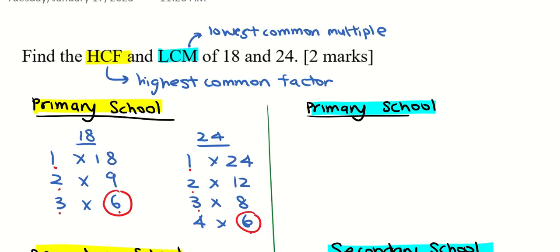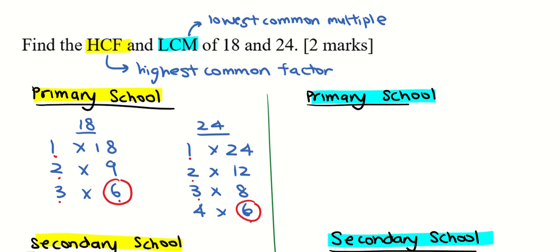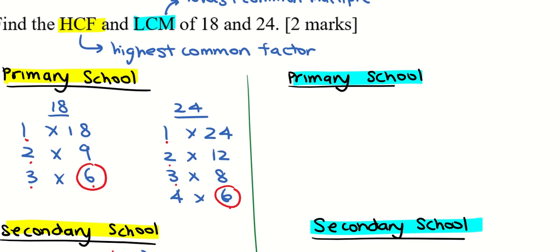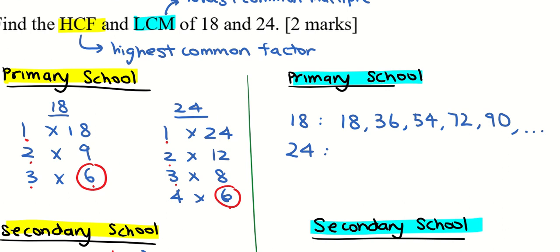Now we will focus on LCM, also known as lowest common multiple. Let's remember what we learned in primary school. In primary school, we will first list down all the multiples of 18 and all the multiples of 24. These are the multiples of 18: 18, 36, 54, 72, 90, and so forth, using calculator. Now let's do the same for 24. The multiples of 24 are 24, 48, 72, 96.